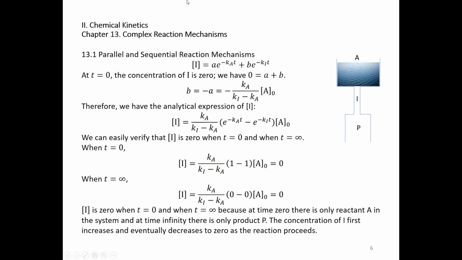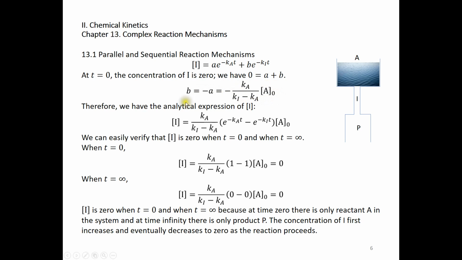Again, we took an educated guess. We say I is a linear combination of two exponential functions, e to the power of negative Ka t and e to the power of negative Ki t. At time 0, we know the concentration of I is 0. Therefore, we plug in I equals 0 and time equals 0, and we get a plus b equals 0. That means b has to be negative a, and b is negative Ka over Ki minus Ka times A naught.